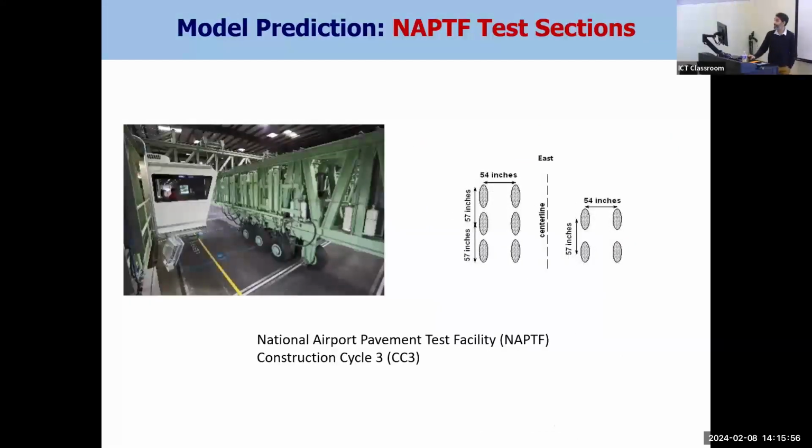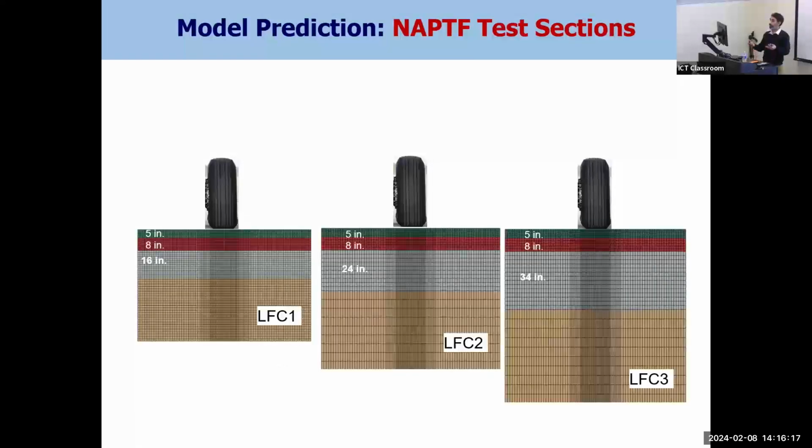Another one is basically NAPTF test sections. This is at the National Airport Pavement Test Facility. The one that we looked at is construction cycle 3. They apply both 4-wheel and 6-wheel gear configurations. And one of the things that they changed was to look at the depths of the subbase and see what happens if they go from 16 inches, 24 inches to 34 inches, and keep the rest of the structure the same.